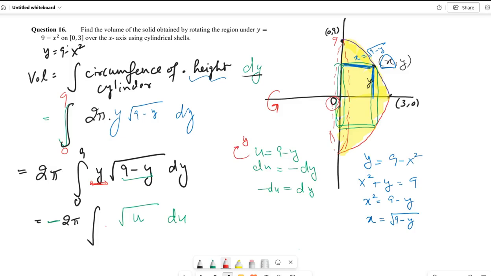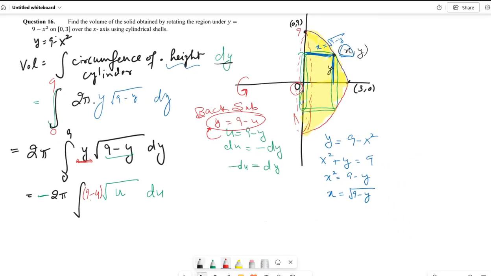So that is called back substitution. y can be found back from our substitution. y is equal to 9 minus u. This is called back substitution. So in place of y, I can write 9 minus u. Also our integral had the limits, so we need to substitute the limits also. When y was 0, u should be 9 minus 0 is 9. Therefore, the lower limit is 9. When y is 9, u is 9 minus 9, which is 0. Therefore, the upper limit is 0.